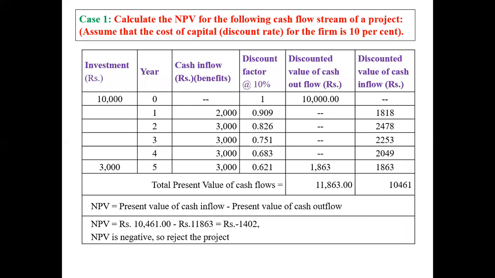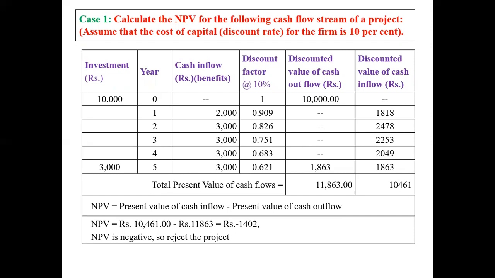Now let us see how to calculate the NPV. In this example, you are going to calculate the NPV at a discount rate of 10%. In the first column there will be the investment, in the second column the year, and in the third the cash inflows and discount factor. That one you attach with the discount factor.